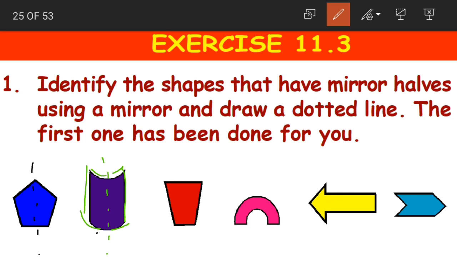Mirror halves is nothing but the same halves. Why are we using the word mirror here? Because when we look at the object in the mirror, there is no difference between the object and the reflection that is shown in the mirror.